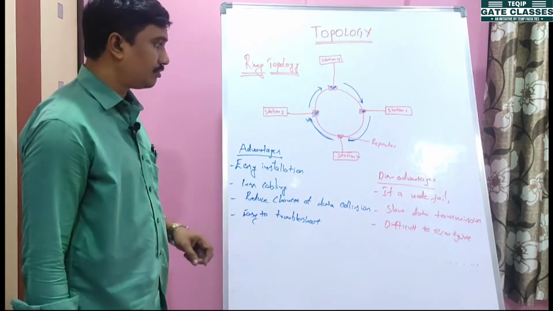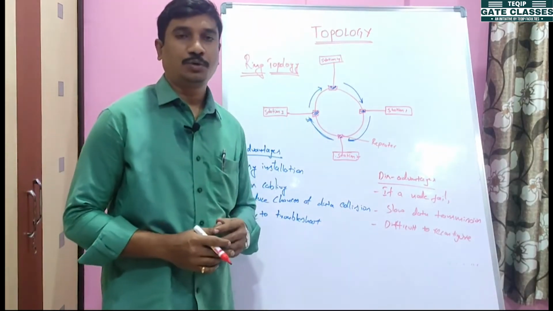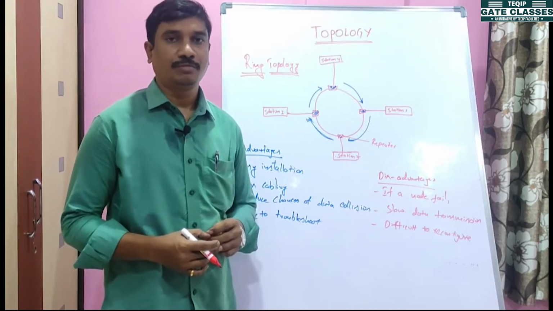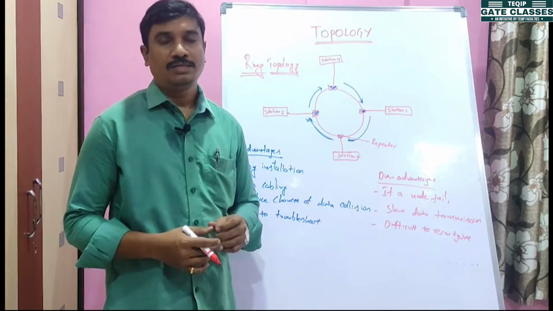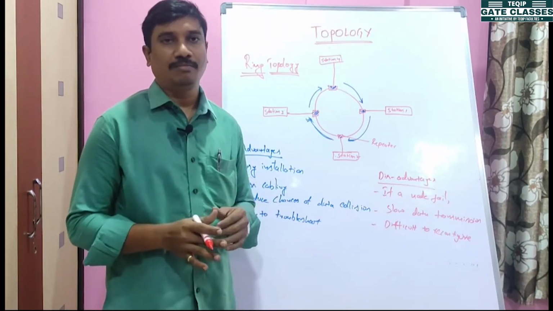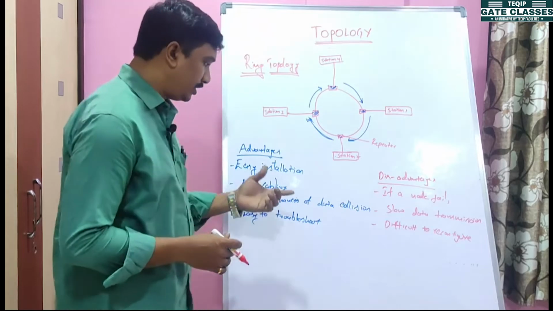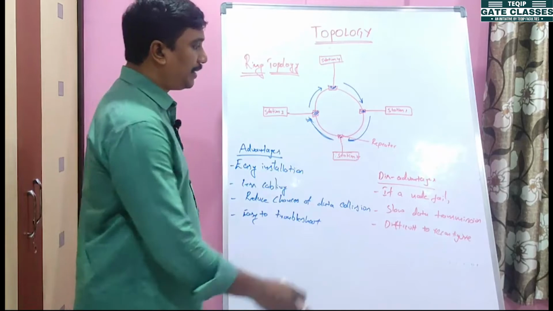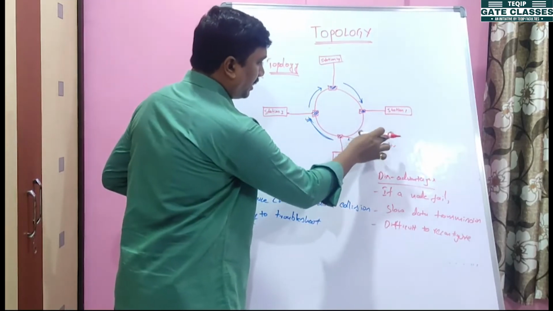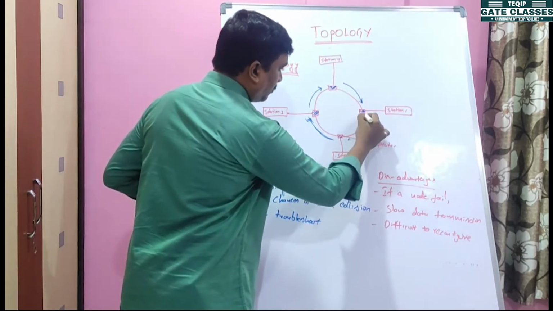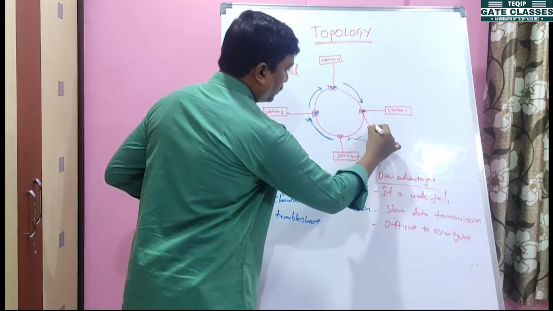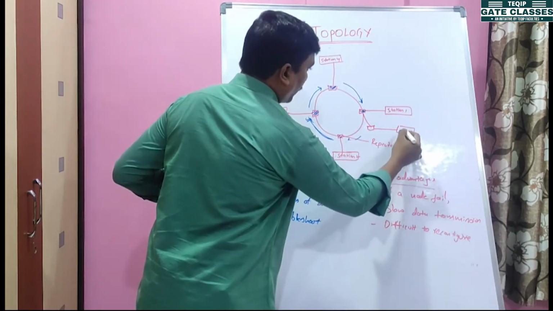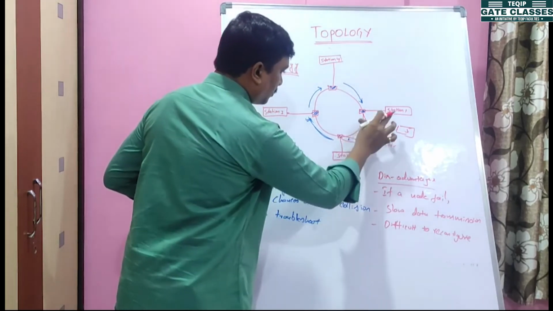What is easy installation? In the previous one, the bus topology, one drawback is that if you want to install one more station, it's not possible. It means very few stations are possible in bus topology. Suppose here we want to install one more station, it is possible. Simply break the ring, insert one repeater here for, suppose, station 5, and connect it.